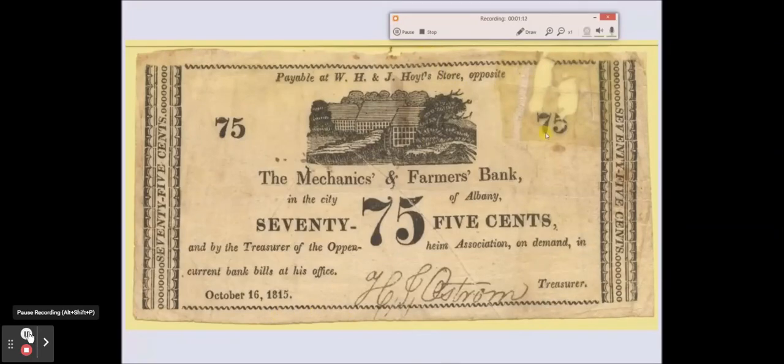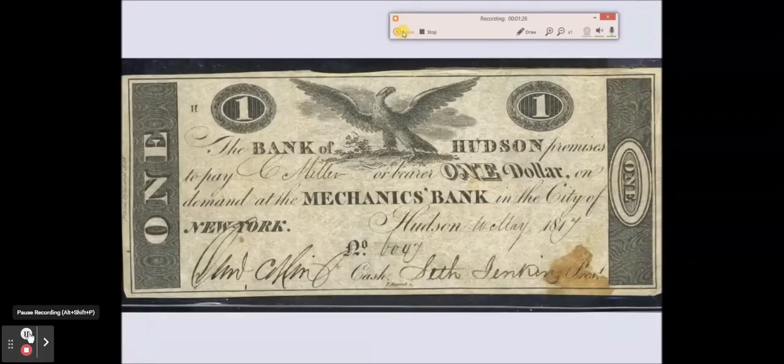It's easy to think that something like this could even be a forgery. That's an extreme accusation, right? But, I don't know, could you print something like this out on your printer? This is just a very old note, 1817.